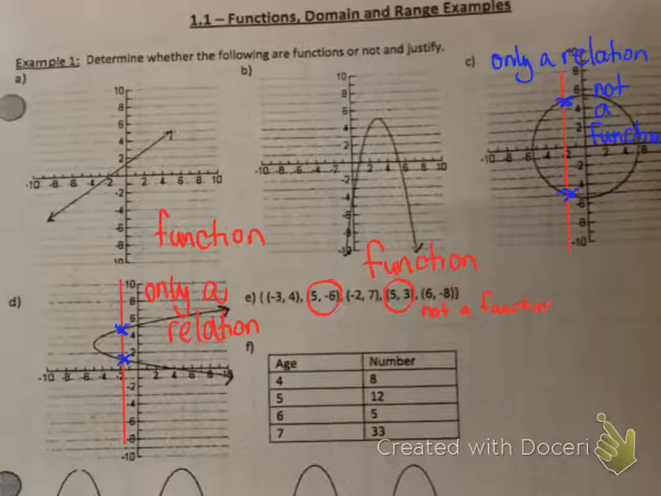Okay? Next one, looking at the table of values, this is our x, this is our y. Is this a function? Well, we have different x's, so we don't have to worry. So for every x, there is only one y, and that is true. So therefore, this is a function. Okay, moving on to the next part.